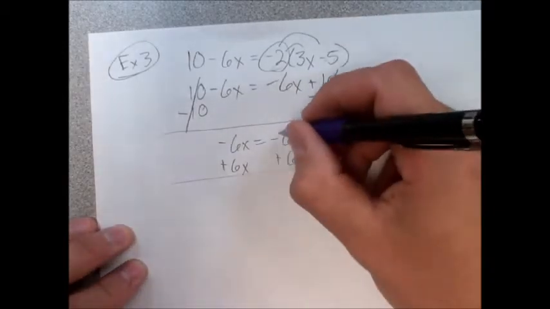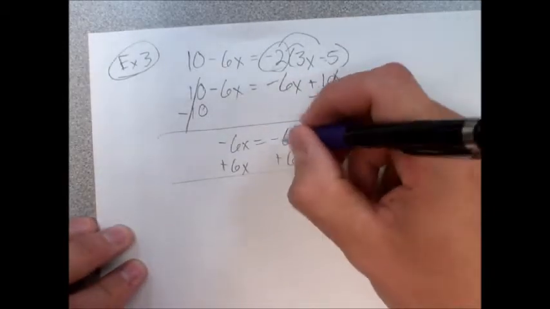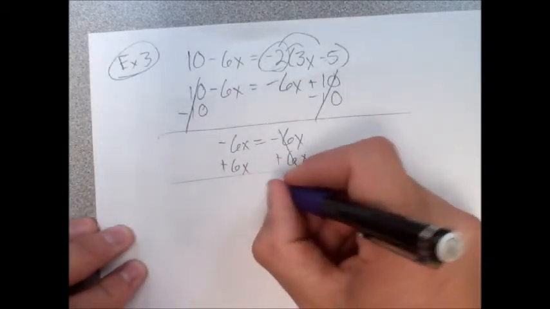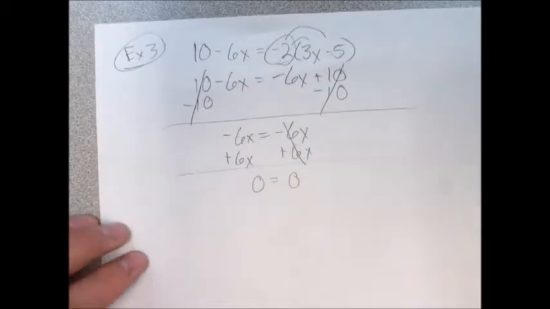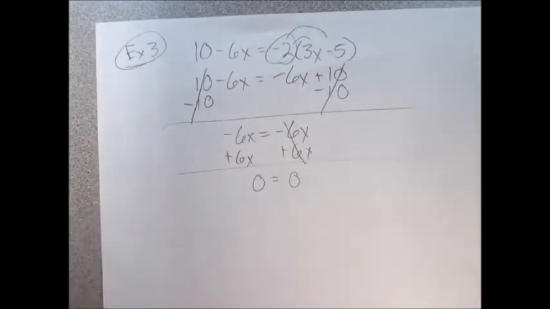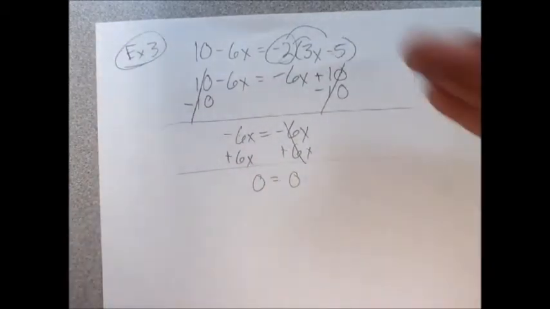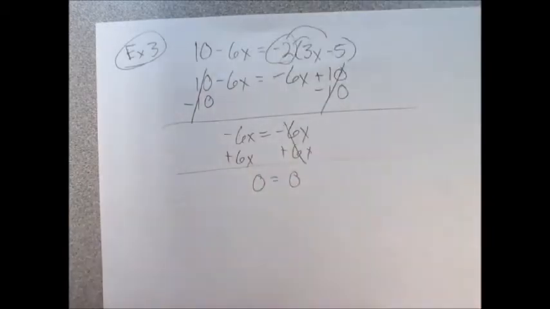And then negative 6x plus positive 6x is 0x's. And then negative 6x plus positive 6x is, again, 0x's. So I get something that's like 0 equals 0. And this is what it'll turn out to be all the way down if you always finish it. Okay? If you do all of the steps to get to what you're trying to get to.